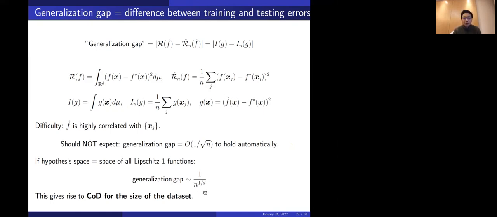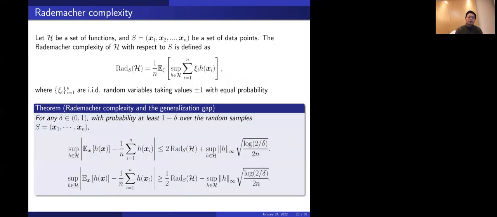Remember, n is the size of the training data set. So this is another source of COD. This is the COD for the size of the data set. As dimensionality grows, the data you need grows exponentially. We don't want that to happen either. So how do we control this gap?